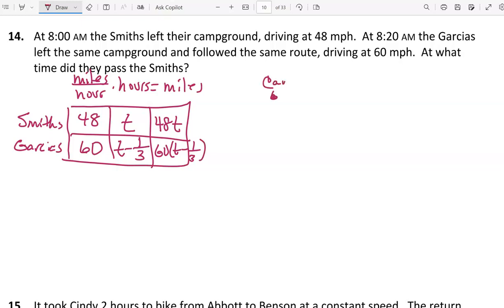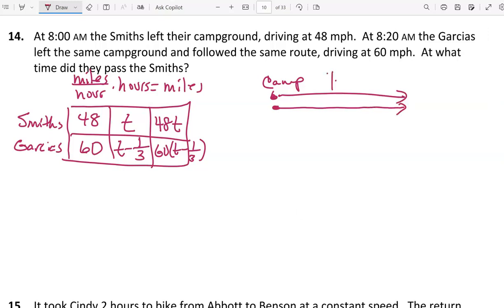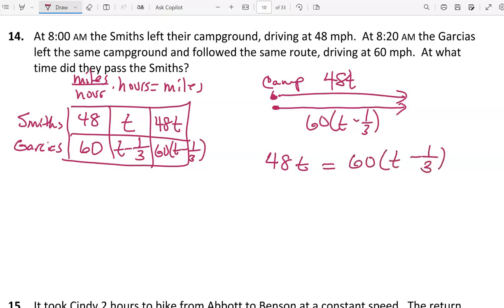Drawing a picture, here's the campground, the Smiths leaving, and then the Garcias leaving later. When they're passing each other, we can actually see that the two distances, 48t and 60 times t minus 1/3, are equal to one another. So I'm going to set them equal to one another and then go from there. So the two distances, 48t and 60 times t minus 1/3, are equal.